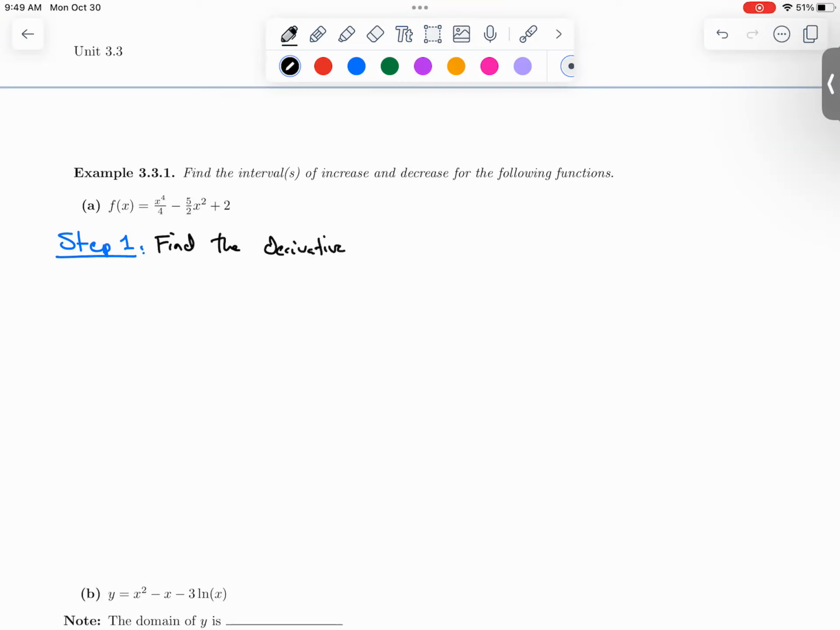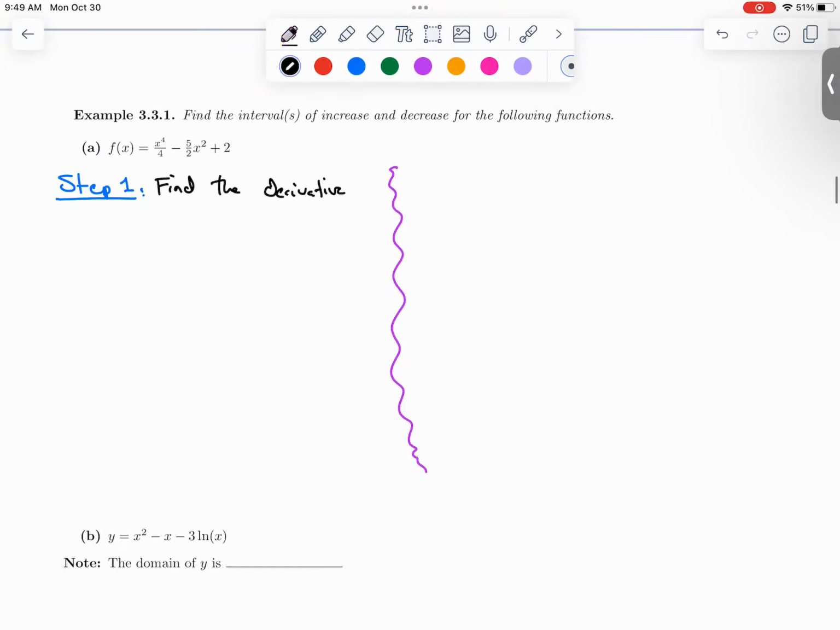I'm going to cut it in half here and put step 2 on the other side, but leave a little bit of space underneath the find the derivative, because we're going to add in a little extra section to it. But I want to show you what's going to happen. So we're going to find the derivative. I've got this space reserved. So f prime of x would be equal to x cubed minus 5x.